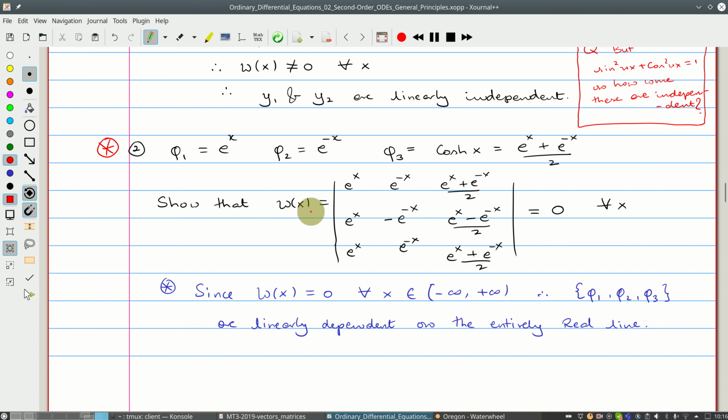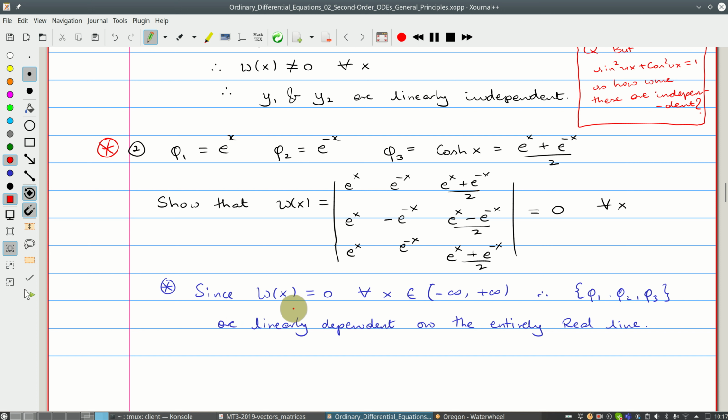I'd like you to show that the Wronskian is given by this determinant here, and show that this determinant is 0. You don't need to evaluate the determinant to show that it's 0. You can show it using the determinant manipulation techniques you have learned in previous mathematics courses, or look at Riley, Hobson and Bence to see what they are. And it's going to be 0 for all x.